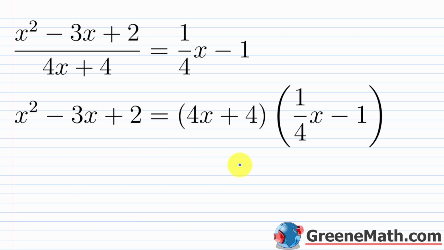All right, so the next thing we want to do is figure out, is our graph going to intersect the slant asymptote? So remember, the slant asymptote is y is equal to 1/4 x minus 1.